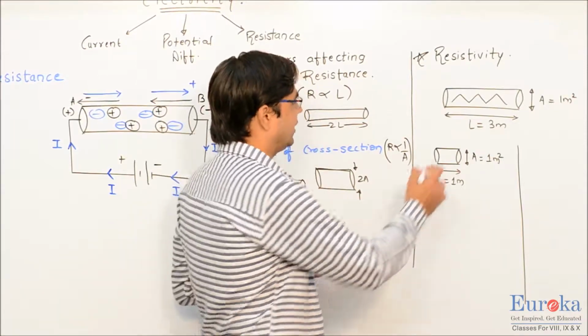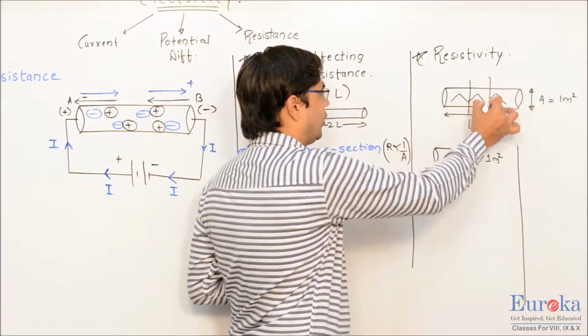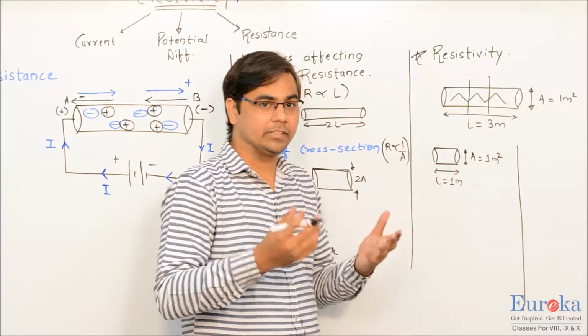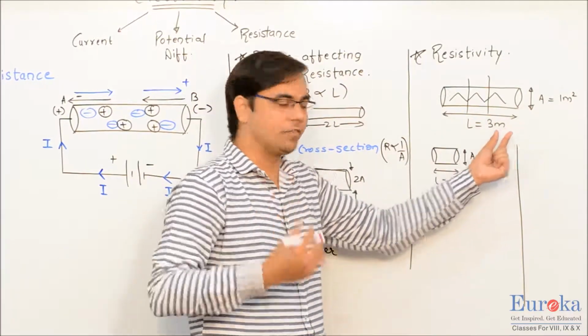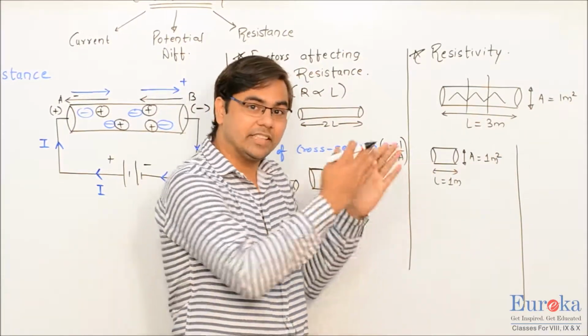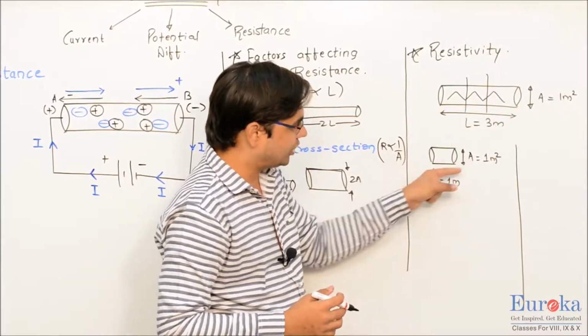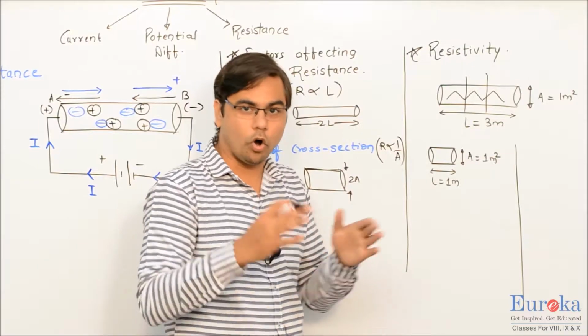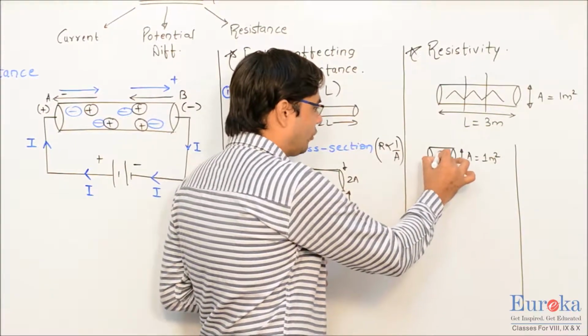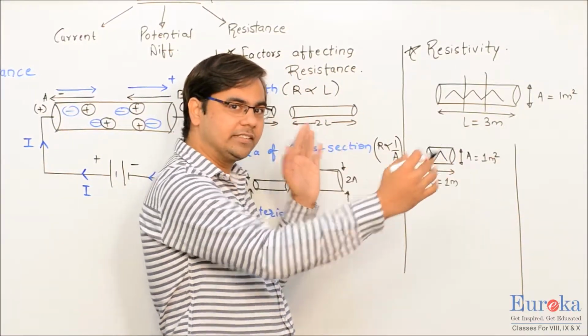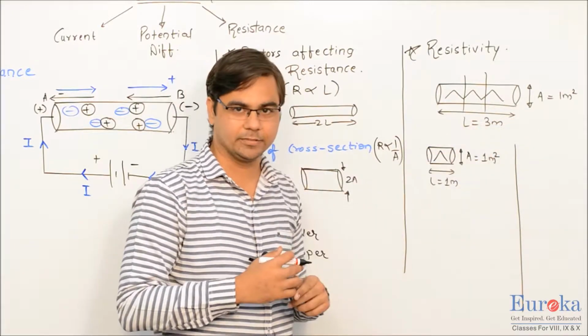Now just imagine if I cut this conductor in 3 equal parts. In that case we will get 3 different conductors. Let's say one of them is this. So now this conductor will have a length of 1 meter and its area of cross section will be 1 meter square. Also, this will have some part of the total resistance present inside the entire conductor.